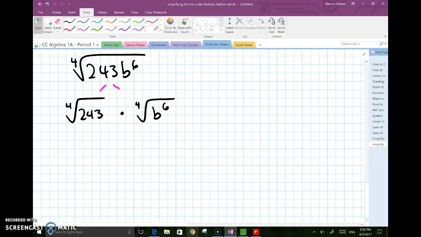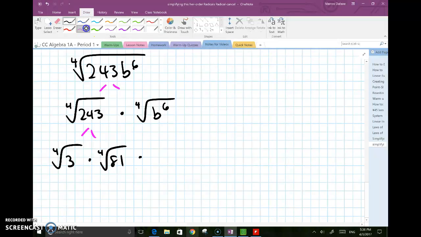For 243, the numbers that I can think of are the following. The fourth root of, this would be 3 times the fourth root of 81. So 3 times 81 is 243. My focus right now is just getting 2 numbers that multiply to make that 243, and I just did that.